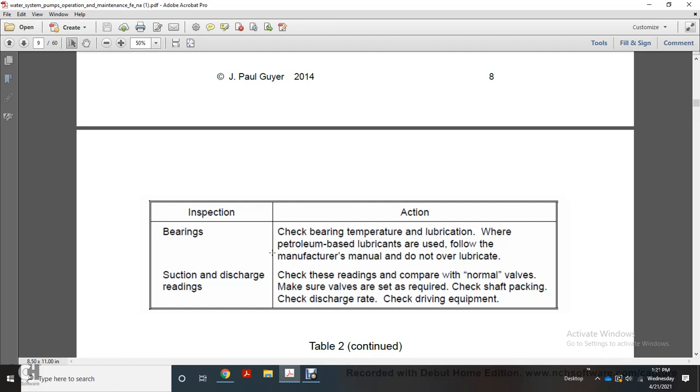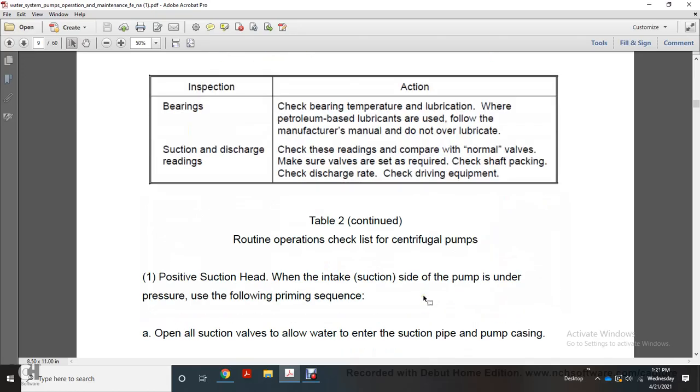Suction and discharge readings. The readings are compared with the normal values. Normal valves: make sure the valves are set as required. Check the shaft packing. Check the discharge rate. Check the driving equipment. That was Table 2, the routine operation checklist for a centrifugal pump.